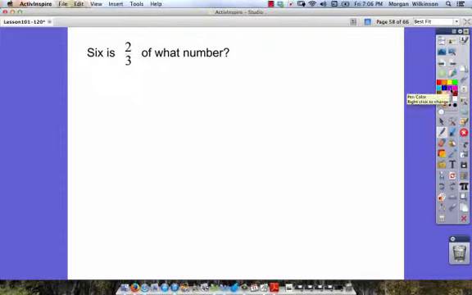6 is 2/3 of what number? So 6 is 2/3 of what number? We've got a fraction here, and we're looking at equal parts, so let's make another diagram box. We've got 3 as our whole. So we're going to have 3 about equal spots in our diagram box.